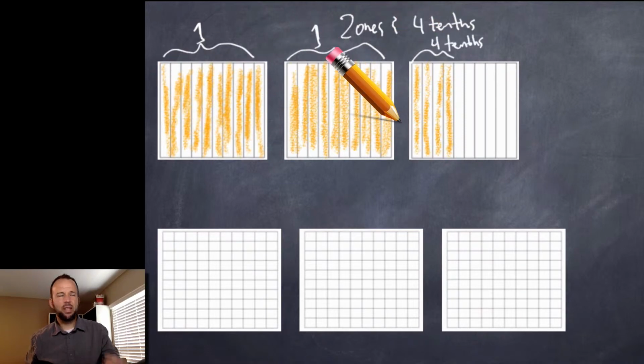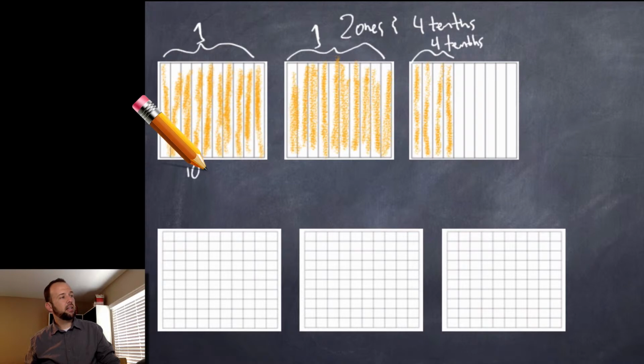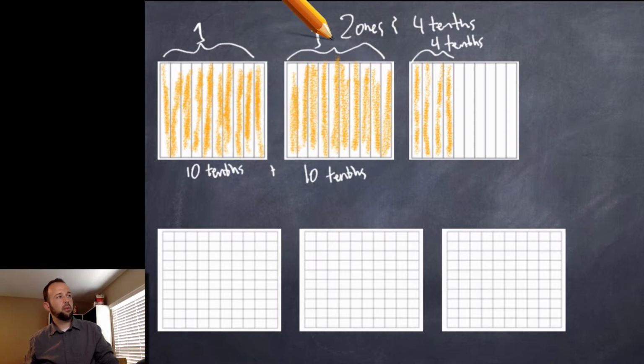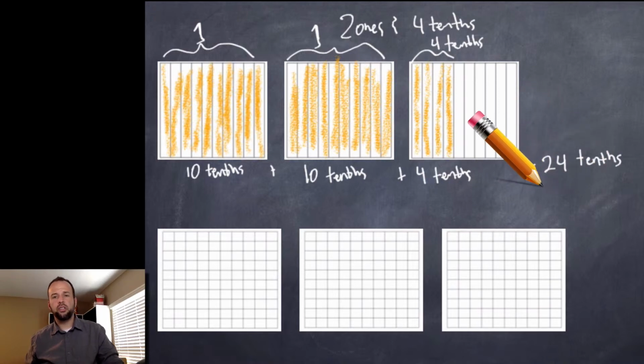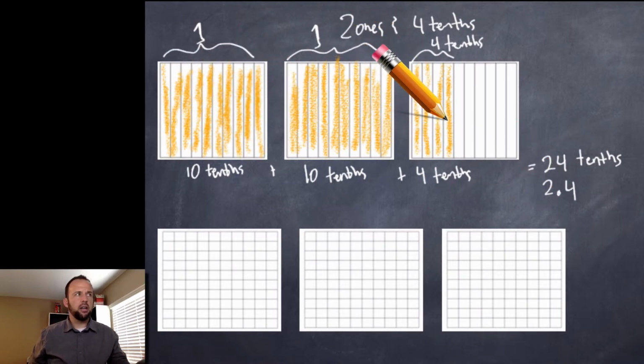If I wanted to think of it another way, I could think of this as 10 tenths plus 10 tenths. Up here I wrote the whole, down here I wrote it as tenths, plus 4 tenths, and that's going to be equal to 24 tenths, which is the same as 2 and 4 tenths. So we can represent that number different ways using tenths and then using our whole numbers.